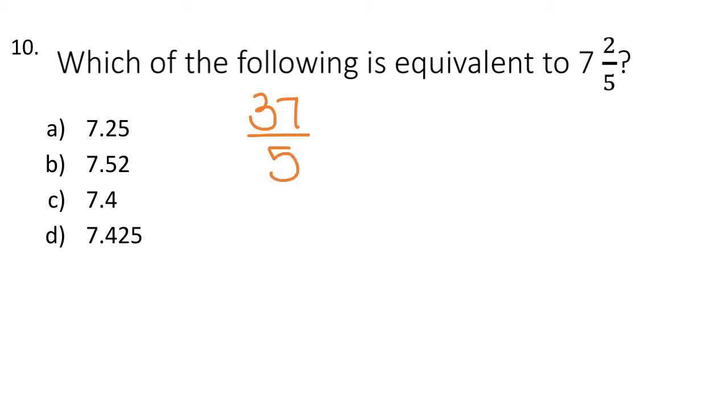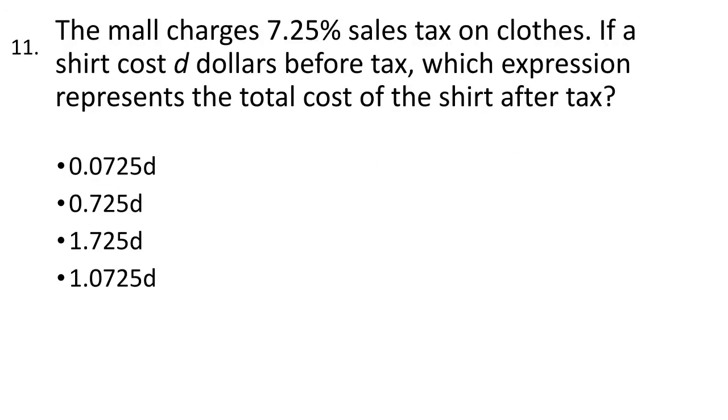This improper fraction can now be placed into your calculator and turned into a decimal by dividing the numerator of 37 by the denominator of 5. 37 divided by 5 is 7.4. The mall charges 7.25% sales tax on clothes. If a shirt costs $D before tax, which expression represents the total cost of the shirt after the tax?